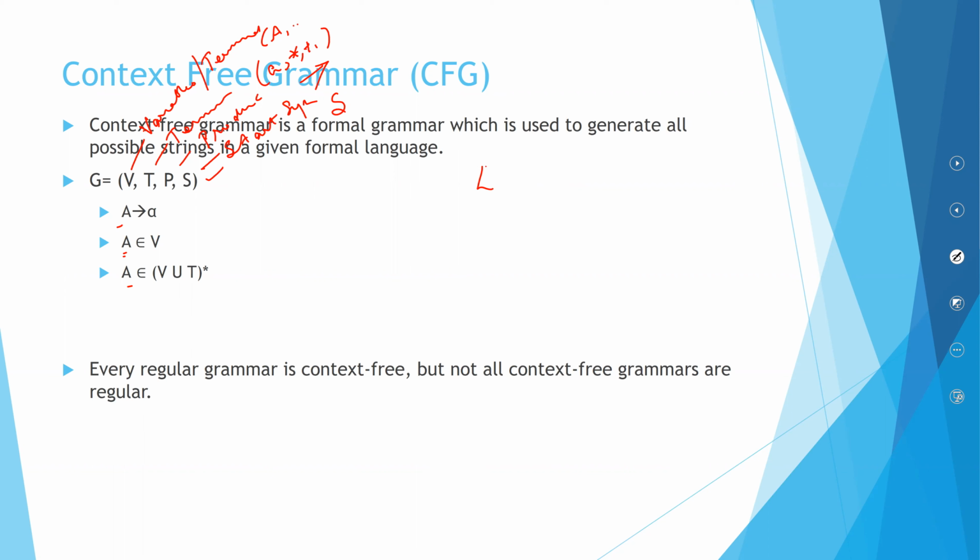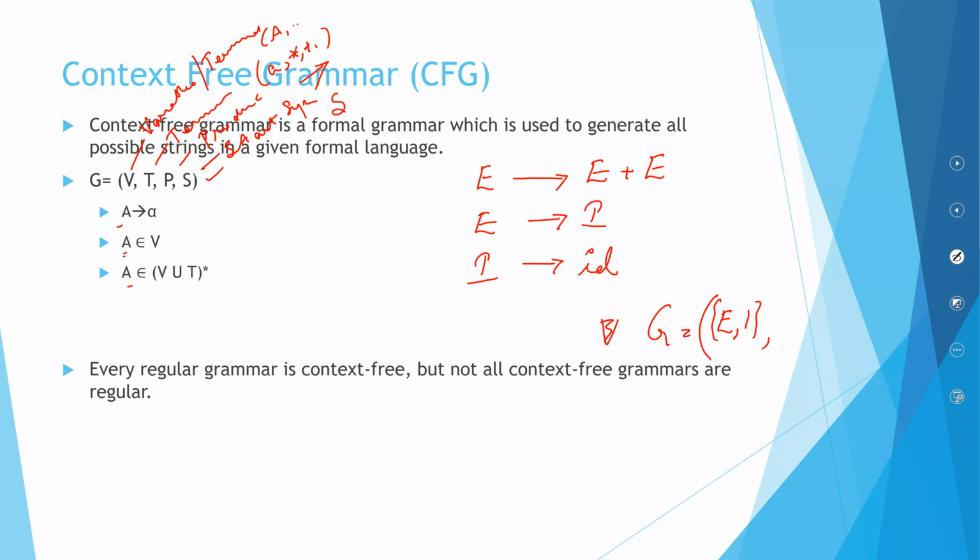Now, imagine you have a grammar like this. E is the start symbol. E goes to E plus E. E goes to I. And I goes to id. Okay, imagine this is a grammar. Now, let's find out what is V, what is T, what is P, and what is S. I'll write G directly. V is nothing but your left-hand side variables, so E and I.